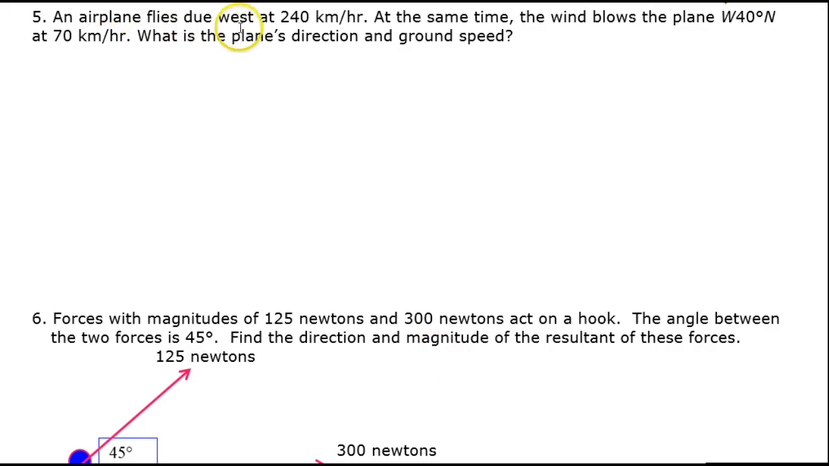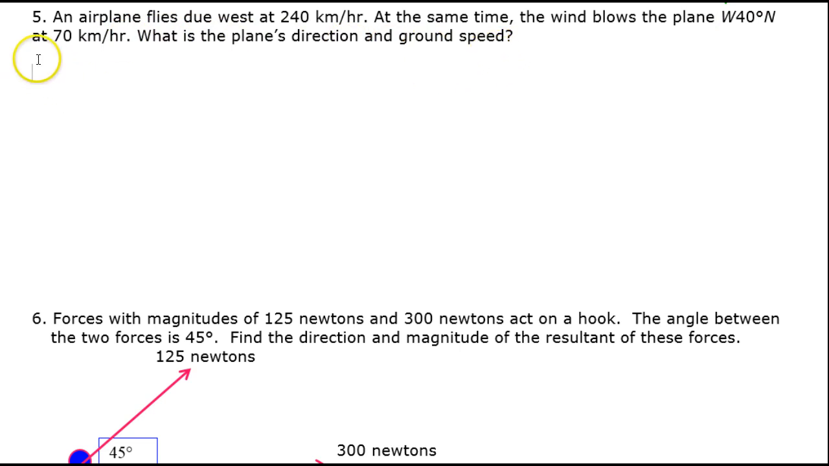An airplane flies due west at 240 kilometers per hour. At the same time, the wind blows the plane west 40 degrees north at 70 kilometers per hour. What is the plane's direction and ground speed?